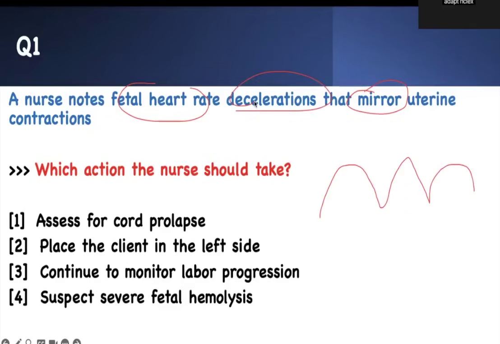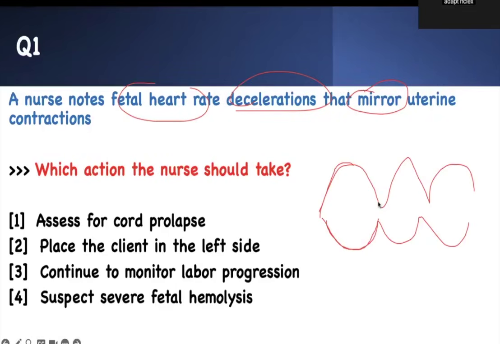It's going to mirror it. The fetal heart rate deceleration, right? Not acceleration. The fetal heart rate deceleration mirroring maternal contraction. That means if mommy contracts, the baby's heart rate goes down. Mommy stops, the baby's heart rate stops. This is what it means.